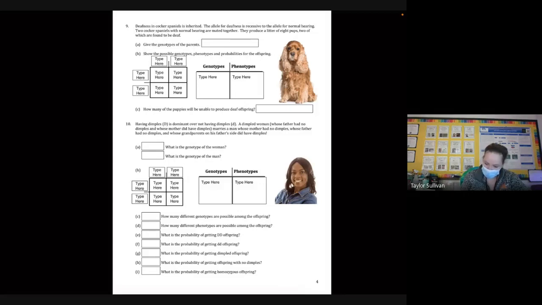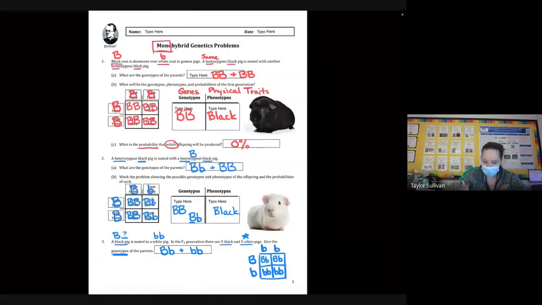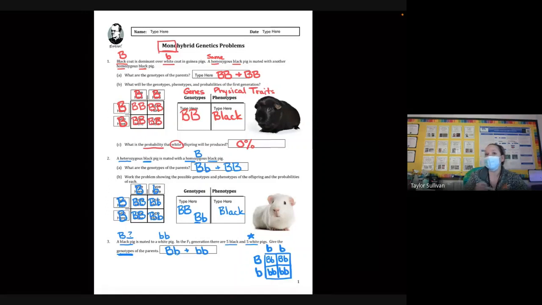Okay? So all of these are doing the same thing that we just did with our guinea pigs, and it's a practice. In our Canvas class, once you have turned this in, you'll be able to click next and check your answers. If you get answers wrong, I want you to go through and try to figure out why.